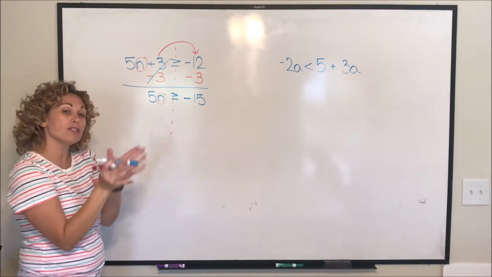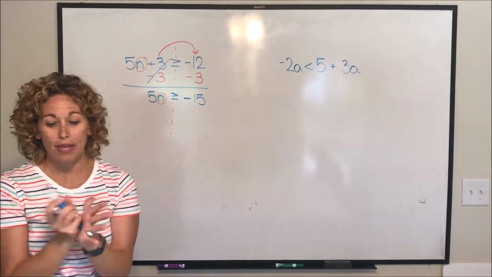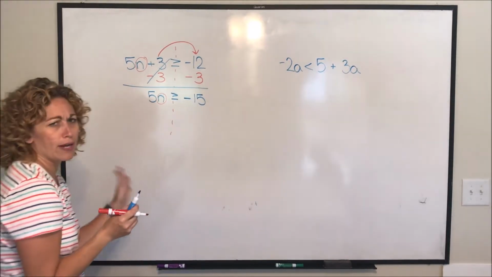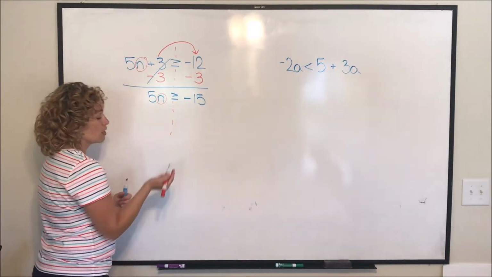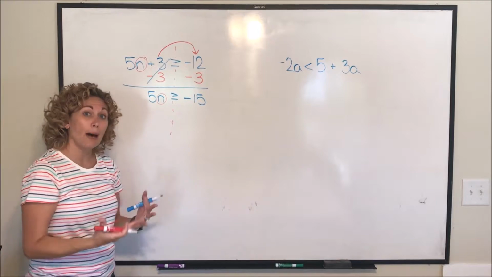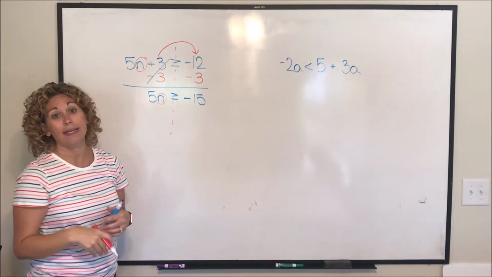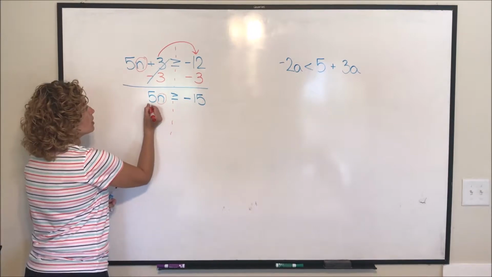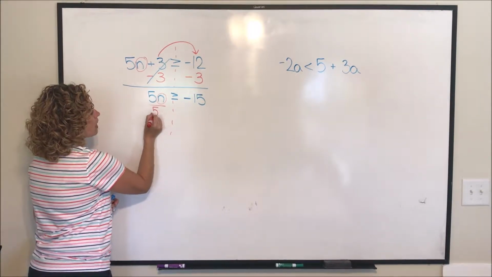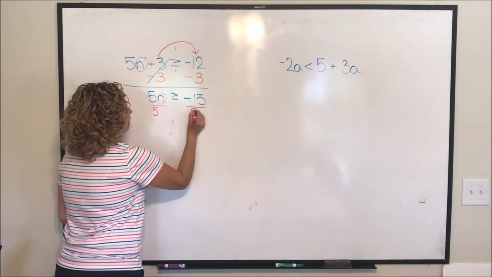Now, we still want to solve for n. But this 5 is close. This is like mom and dad. They are close. But you're a teenager now, so you want to send them out of the house. So we're going to do the opposite. The opposite of 5 times n is to divide. So we are going to divide both sides by 5.